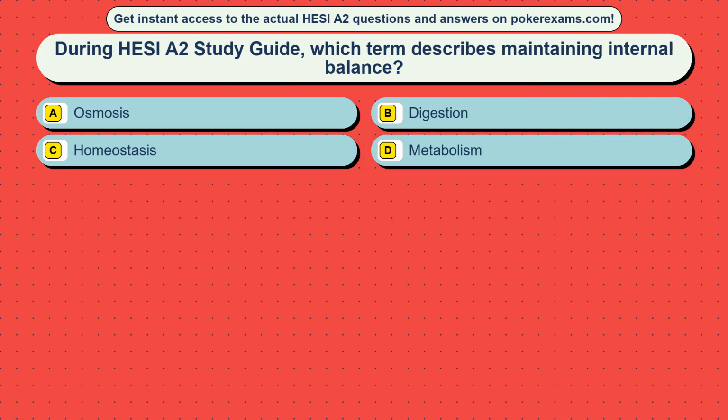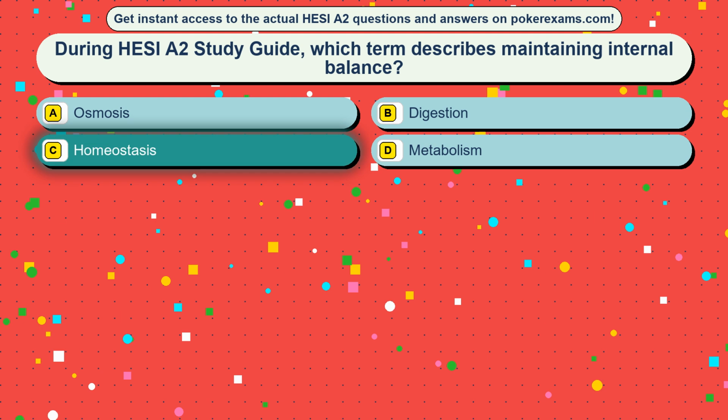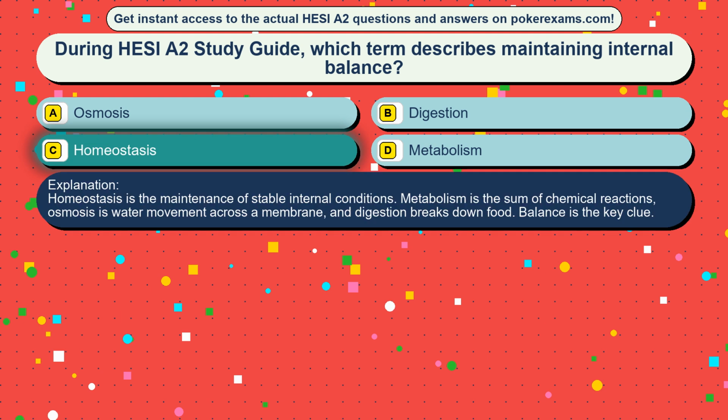Question 31. During HESI A2 Study Guide, which term describes maintaining internal balance? Option A, osmosis, option B, digestion, option C, homeostasis, option D, metabolism. The correct answer is option C, homeostasis. Homeostasis is the maintenance of stable internal conditions. Metabolism is the sum of chemical reactions, osmosis is water movement across a membrane, and digestion breaks down food. Balance is the key clue.